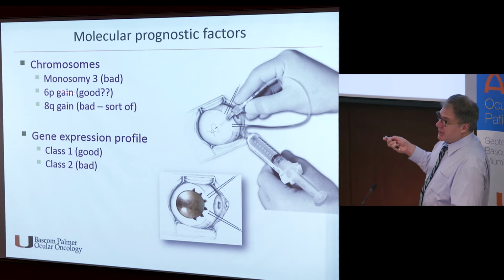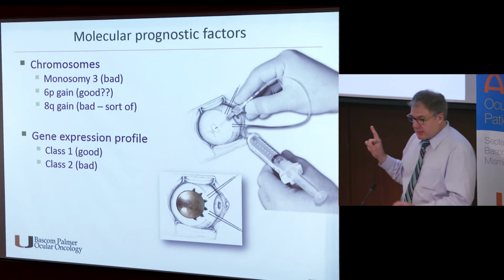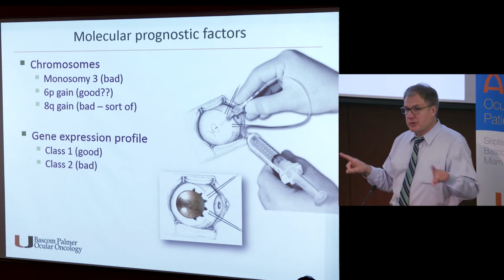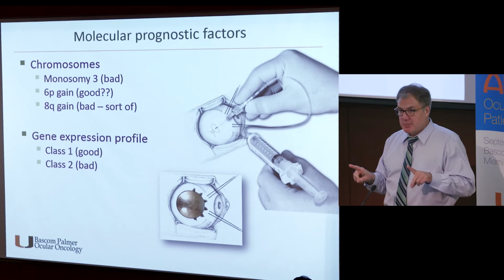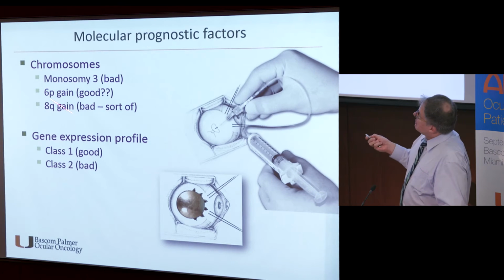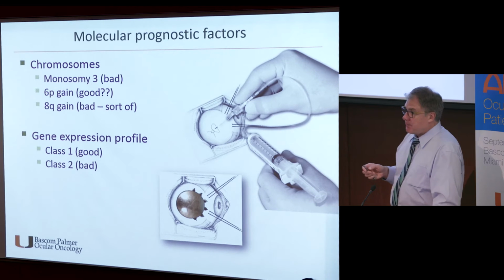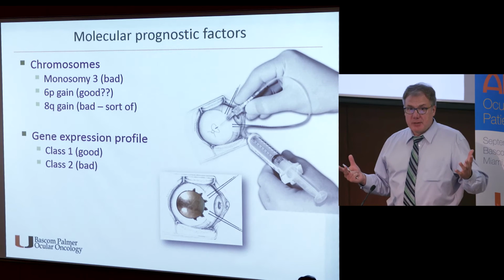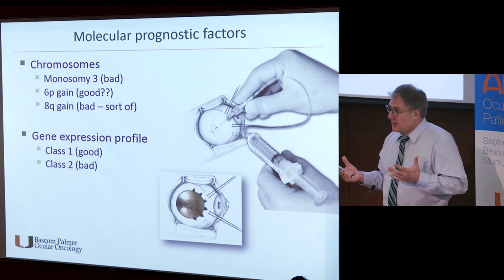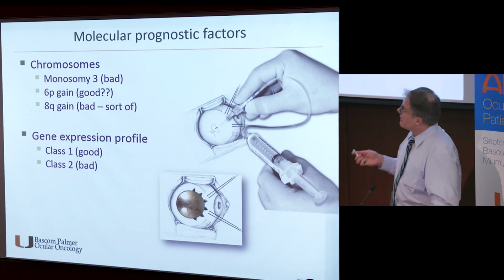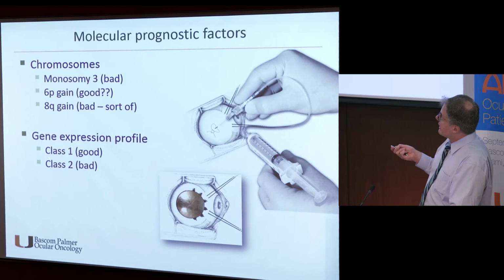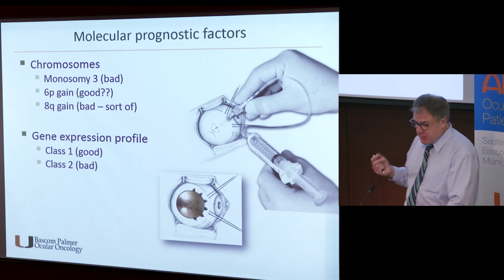6P gain is supposed to be good, but we now know, and we'll talk about later, it's better than being monosomy 3. They tend to be mutually exclusive. It's actually not great. It's better not to have 6P. 8Q gain is supposed to be bad. Well, again, it depends. If you gain all of 8Q, that's bad. If you gain part of 8Q, that's not so bad. So there's a lot of ambiguity here, and that's what led us many years ago to explore other options, and we have settled on gene expression profiling, which we think is superior to chromosomal testing.